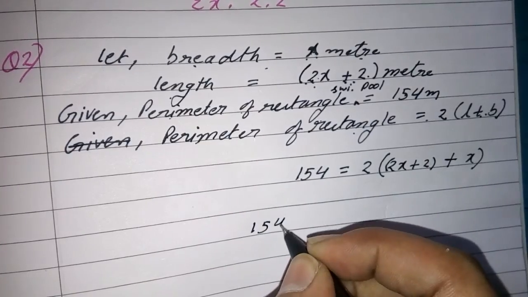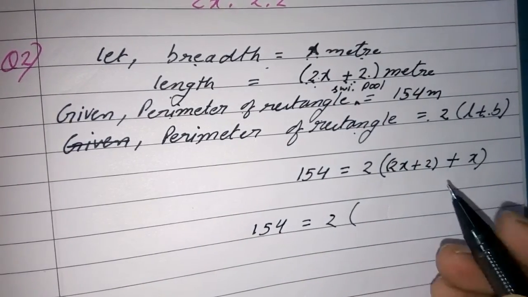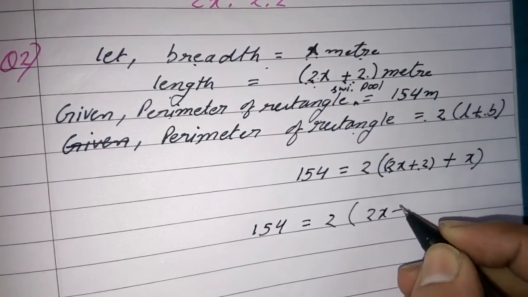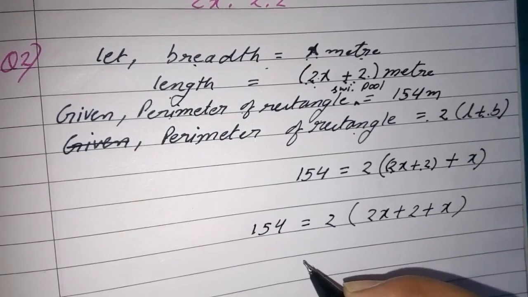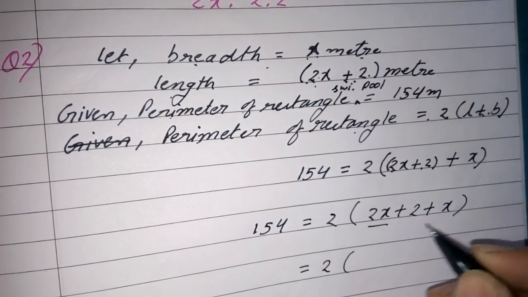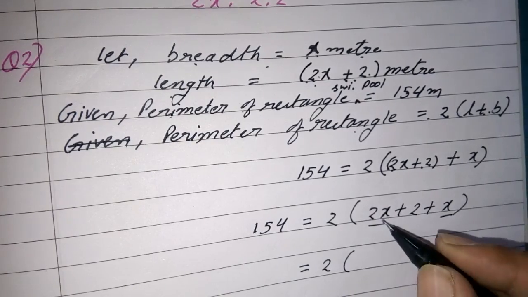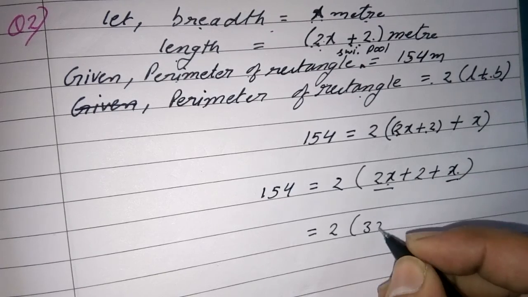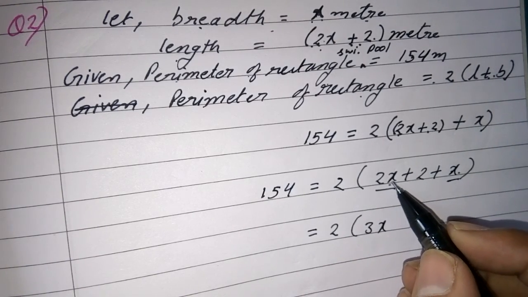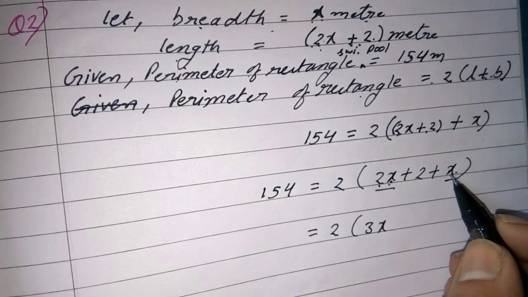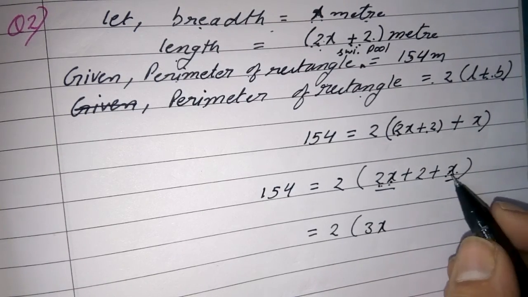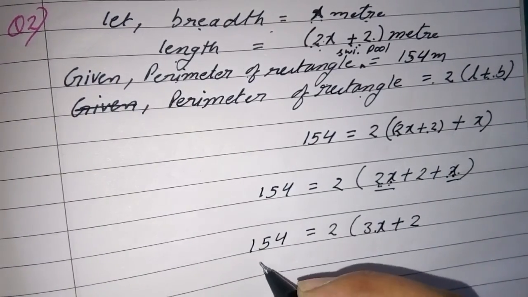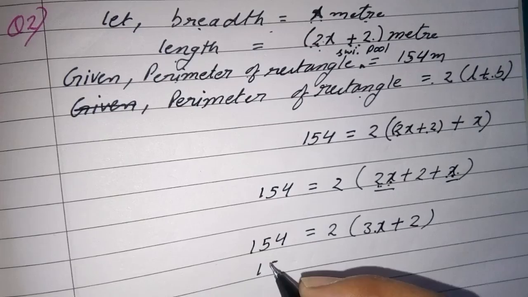So 154 equal to 2, first we will open the small bracket, 2x plus 2 plus x. 2x and x, both are the like terms because same variable and powers are also equal. So 2x plus x is 3x. We are adding the coefficients. Coefficient of x is 2 here, and coefficient of x is 1 here. So 3x plus 2, equal to 154. Now we will transfer 2.